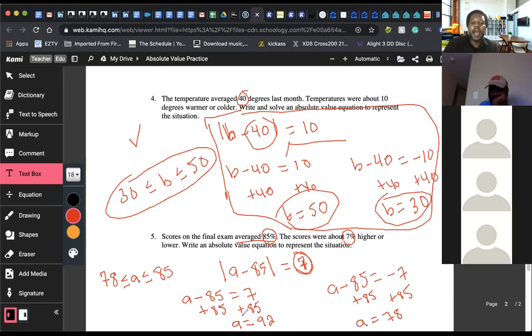So that means my highest score on this test was a 92. My lowest score was a 78. And this is my range of scores here, right? In between a 78 and a 92. I just said it, but wrote 85 anyway.